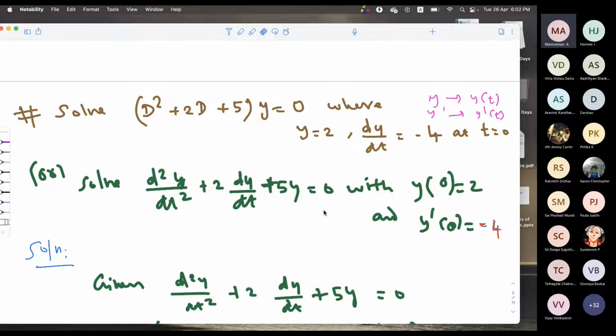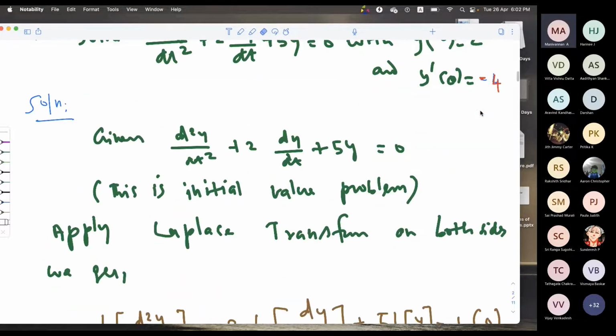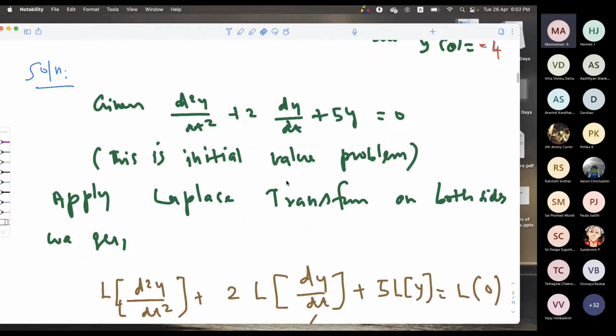Y means simply y of t because here the solution depends on t, and y derivative is the derivative of y of t. Just consider the given homogeneous differential equation. This is an initial value problem, which can be solved by Laplace transforms.